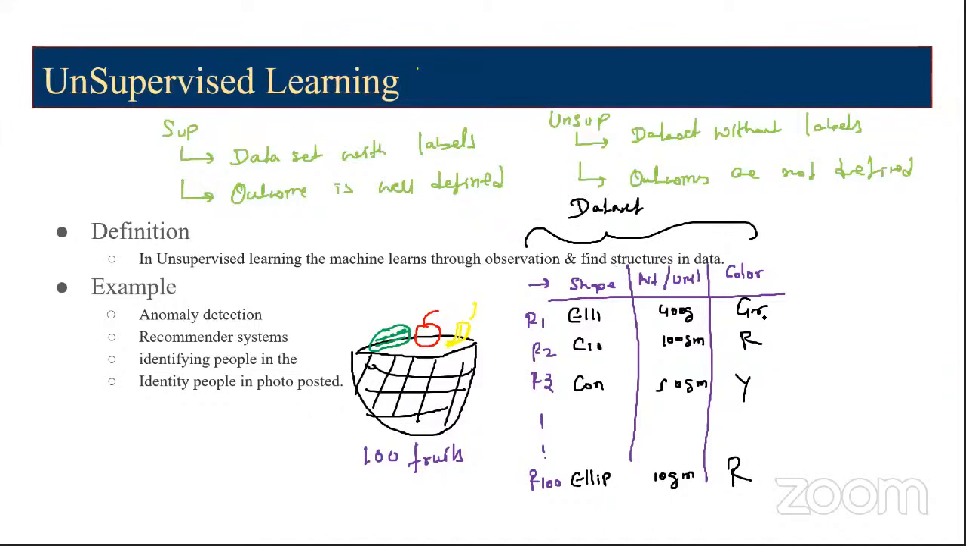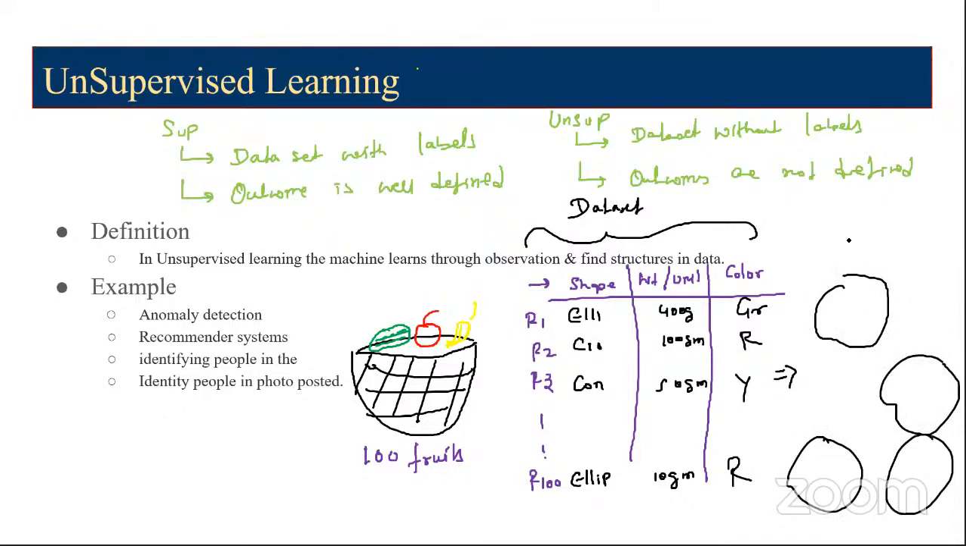But do we have labels? No. Do we have a tag for all these records? No. So in unsupervised learning, we are going to get access to such a data set where labels are not defined, or outcomes are not defined. So when you apply unsupervised learning on a data set, what you get is multiple clusters or groups, let's call them cluster 1, cluster 2, cluster 3 and cluster 4.